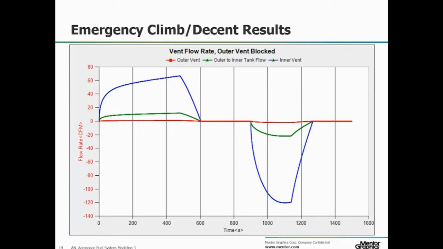Here you can see that almost all of the flow entered and left through the unblocked inner tank vent charted in blue. The smaller gas volume contained within the outer tank was able to transfer through the larger inner tank via the interconnected internal vent, charted here in green. A very small amount of flow was able to leave through the outer tank vent, which you can see on the red line as a small deviation from zero during the climb and descent.